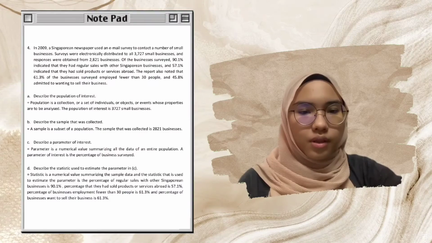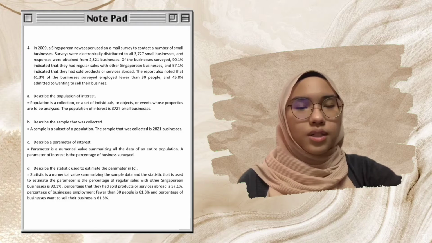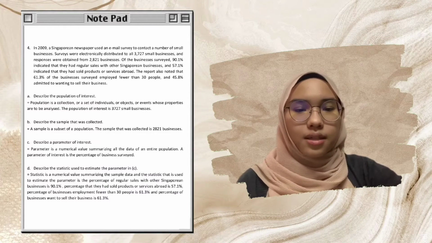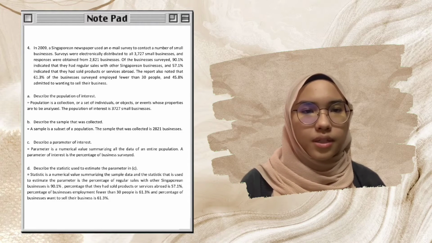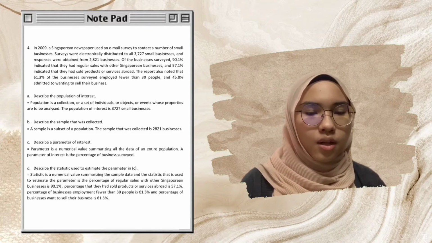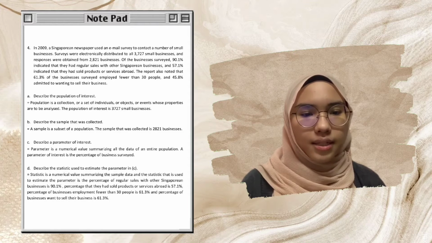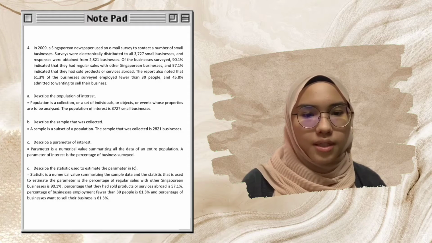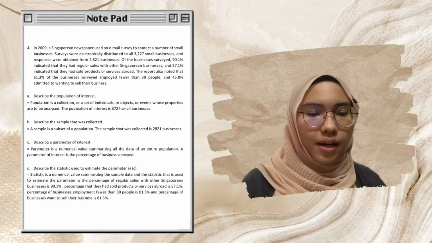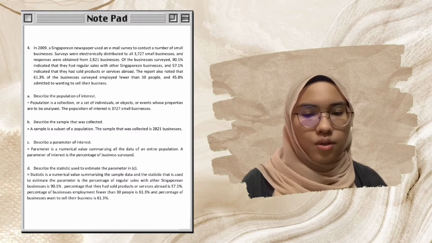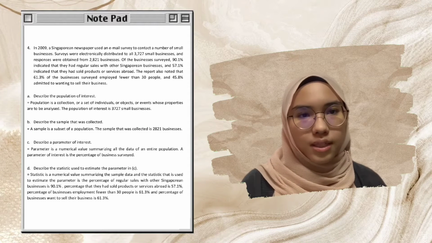So for question number 4, there are 4 sub-questions, which are A, B, C, and D. Question A asks us to describe the population of interest. Firstly, I need to tell the definition of the population. Population is a collection or a set of individuals, objects, or events whose properties are to be analyzed. For this question, the population of interest is 3,727 small businesses. So we move on to question B.